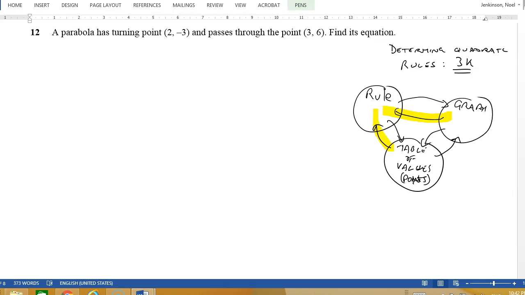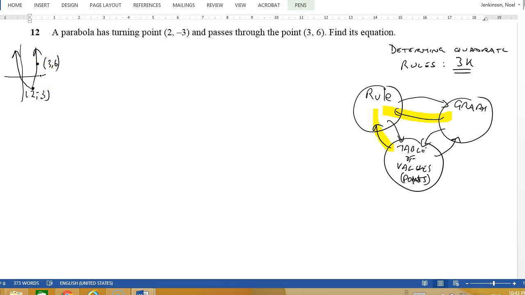So this first example tells us that the parabola has a turning point at (2, -3) and another point at (3, 6). You could imagine that that's on a graph. It would look something like this: a turning point at (2, -3) down there, another point at (3, 6) there. It's some sort of parabola. It turns at (2, -3), so it goes like that. We know that's (2, -3). We know that's (3, 6). How can we find what the equation is?